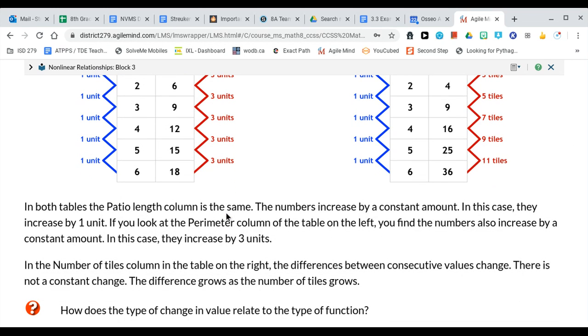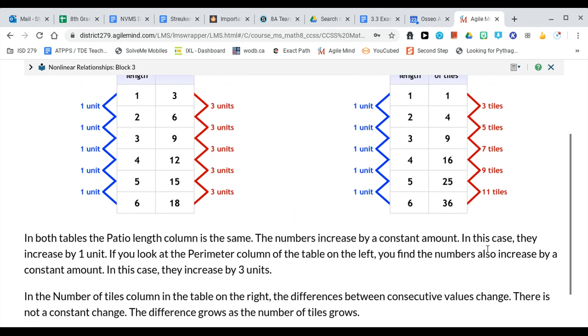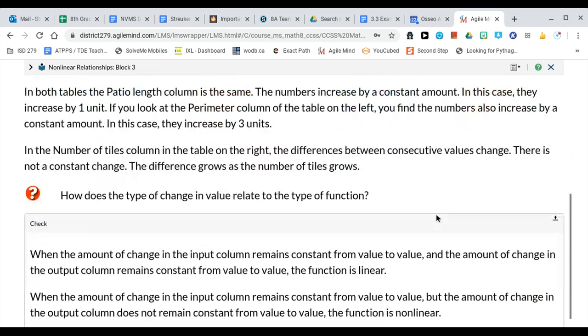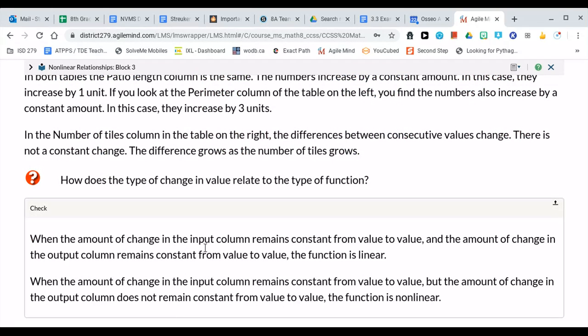In the number of tiles column in the table on the right, the differences between consecutive values change. There's not a constant change. The difference grows as the number of tiles grows. So 3, 5, 7, 9, and 11. How does the type of change in value relate to the type of function? Well, when the amount of change in the input column remains constant from value to value, and the amount of change in the output column remains constant from value to value, the function is linear. When the input remains constant, but the output does not, the function is nonlinear.